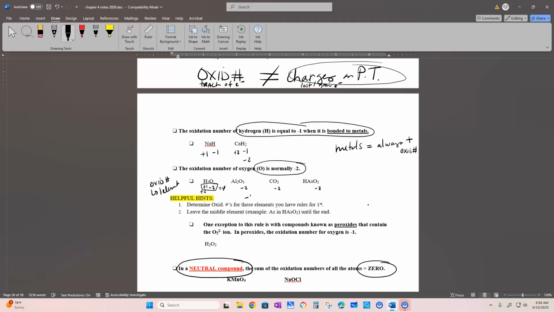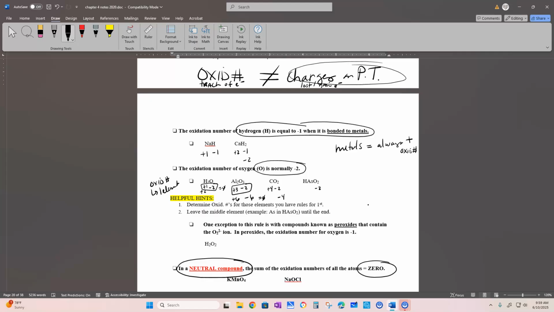Oxygen, 3 times 2, -6. That must mean aluminum has to be +6 to equal 0, but I have 2 aluminums. So that means each aluminum has to be the same number to equal +6. So it's got to be +3. 2 times 2, -4. So carbon's got to be +4.